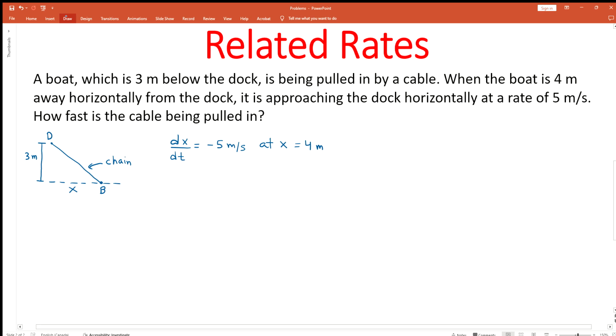We can draw a right angle triangle in this diagram by drawing a line straight down from point D. When the boat is x meters away horizontally from the dock, let's assume the length of the cable is L. We have to find how fast the cable is being pulled in, so we have to calculate dL/dt. To find the value of dL/dt, we need to write an equation with variables L and x. We can use the Pythagorean theorem to write that equation because we have a right angle triangle in the diagram.